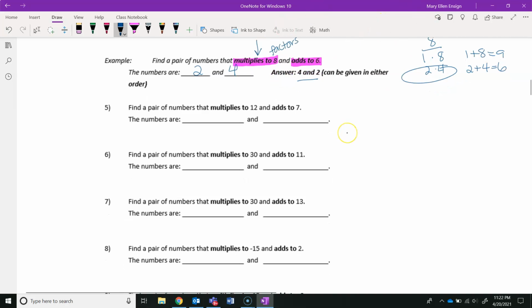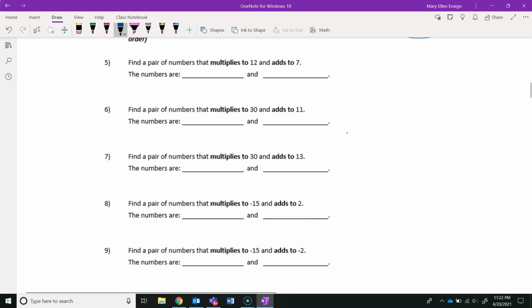Okay, I want to find a pair of numbers that multiplies to 12 and adds to 7. So 12, let's start out with the multiplying to 12. 1 and 12, 2 and 6, 3 and 4. Okay, I want the one that adds up to 7, so I check each of those pairs. This is the one that would add up to 7, 3 and 4.